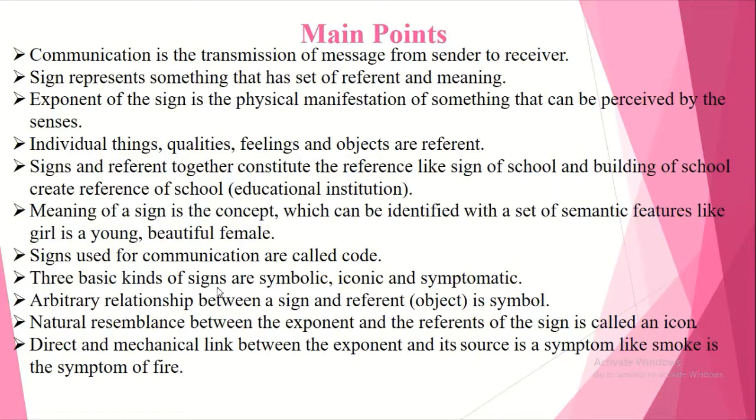Three basic kinds of signs are symbolic, iconic, and symptomatic. An arbitrary relationship between sign and referent is a symbol. Natural resemblance between the exponent and the referent of the sign is called an icon. A direct and mechanical link between the exponent and its source is a symptom, like smoke is the symptom of fire.